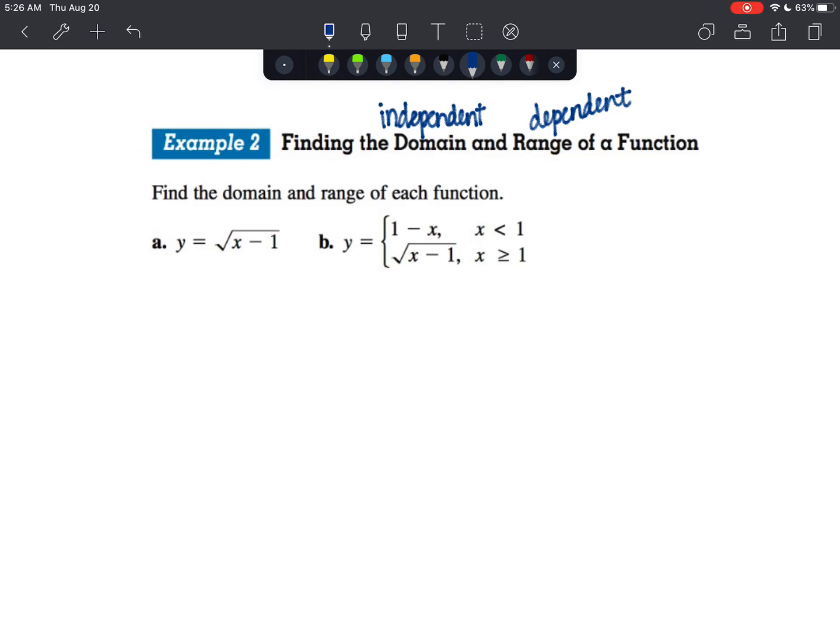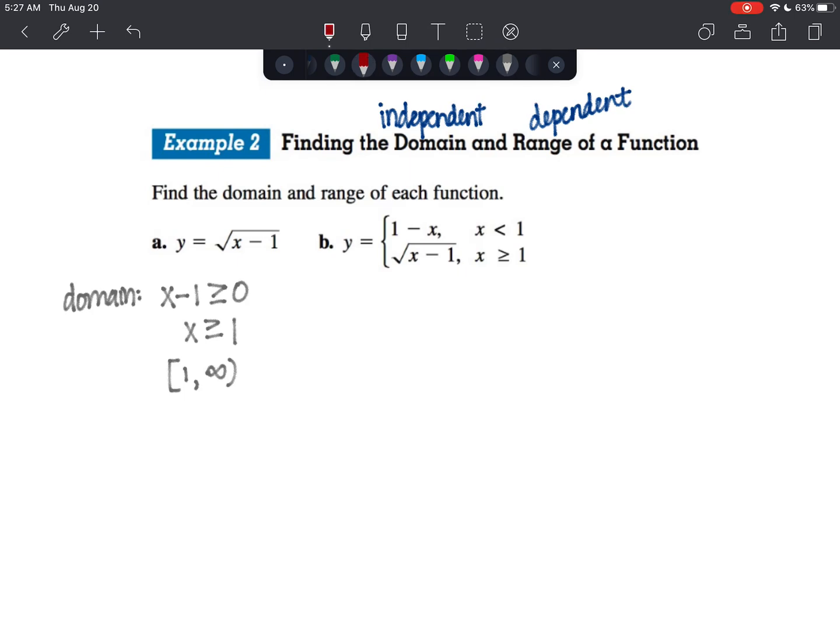So what is the domain of y equals the square root of x minus 1? Well, we know that x minus 1 in the radicand must be greater than or equal to 0. So our domain, we're going to calculate by taking x minus 1, setting it greater than or equal to 0. We get x is greater than or equal to 1. This is written as an inequality. We can also write our domain in interval notation.